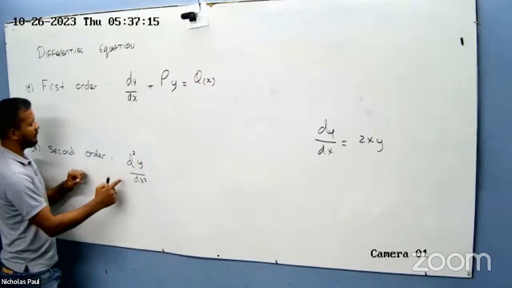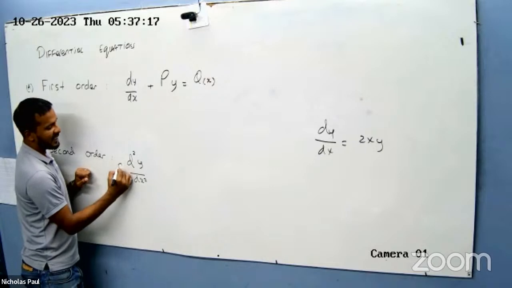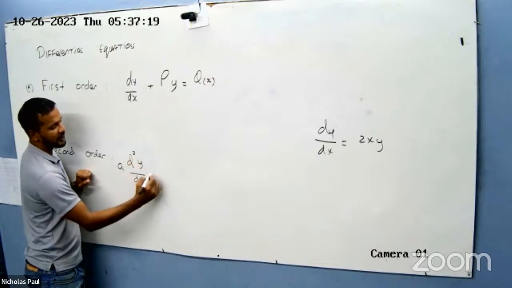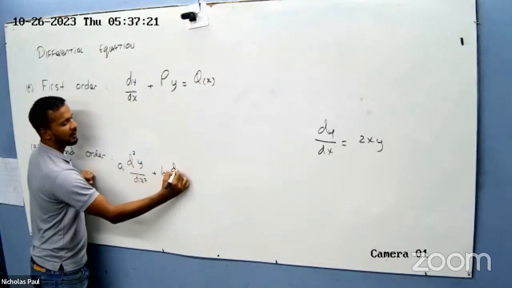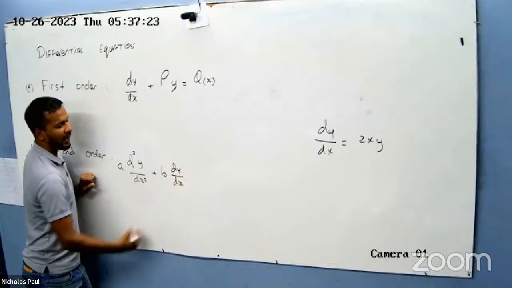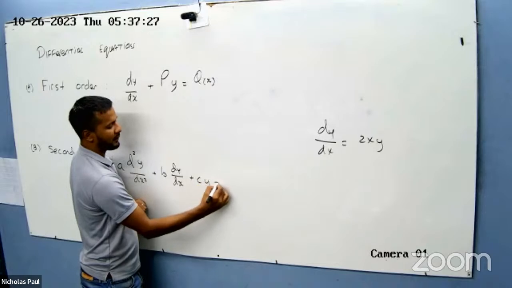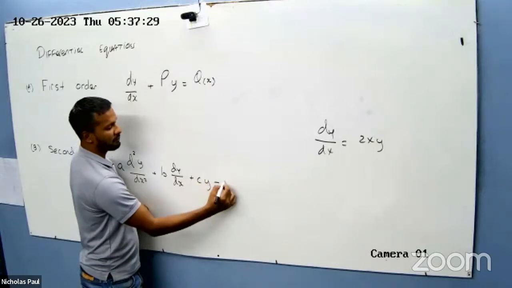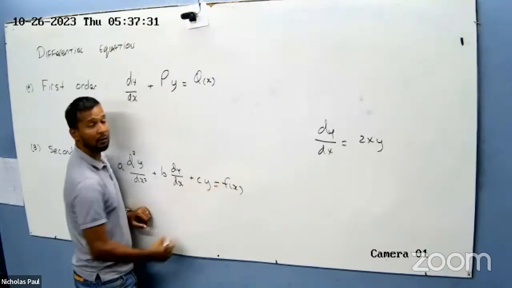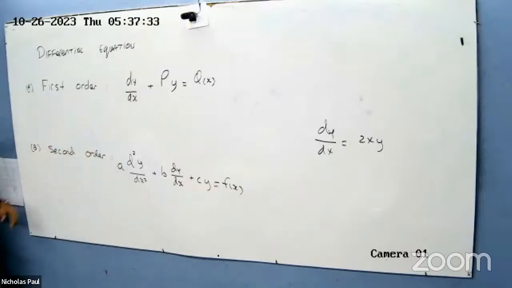Right? Here, a second order might look like this: a d2y/dx squared plus b dy/dx plus c y is equal to some function. Right? So generally, first orders look like that, second order looks like that.